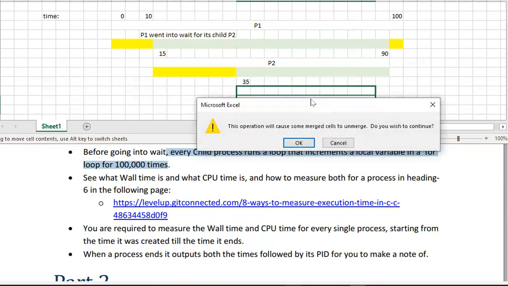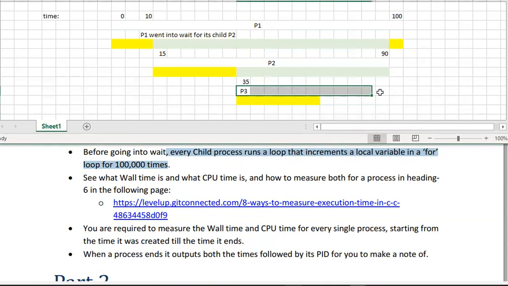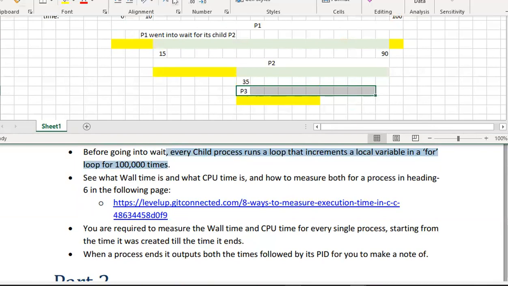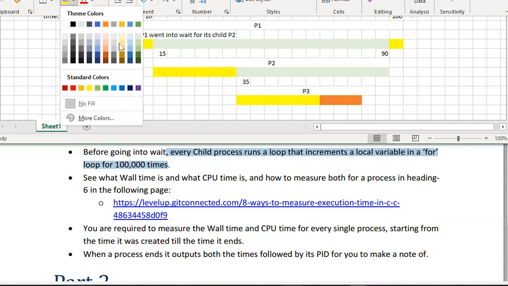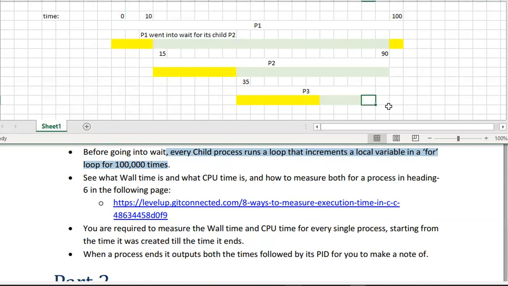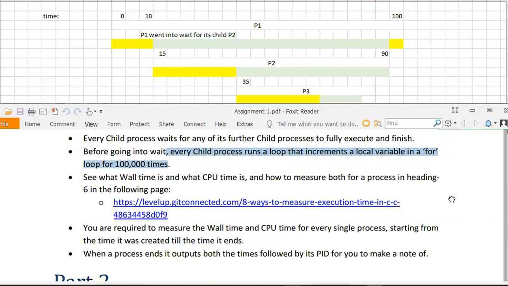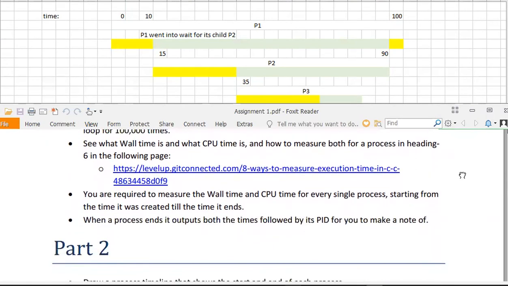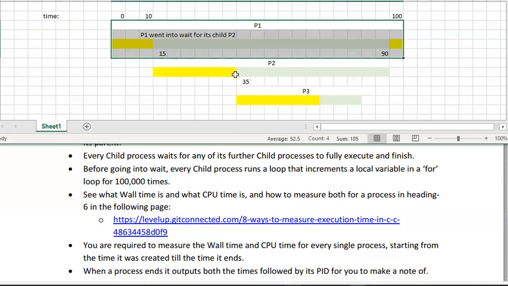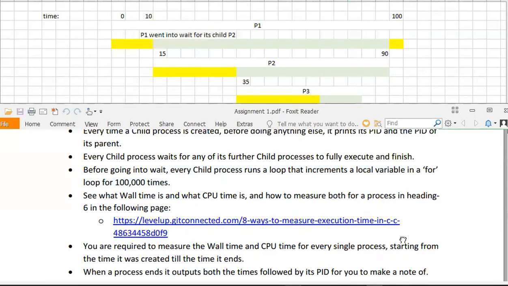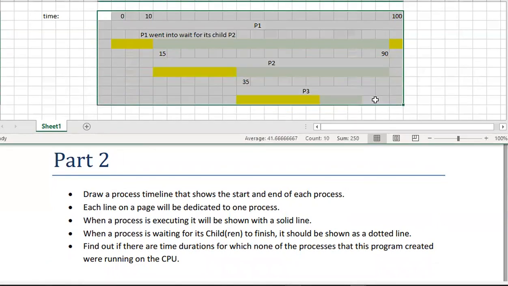So I hope this makes things more clear. And if you still don't understand, you can ask me questions and I will try to answer them, right? So this is how I expect to see the picture. The statement is not vague. The statement is very clear. It is mentioned in steps here in the assignment. The first part is that you have to write the code that reports the wall times and CPU times for all the processes. And the second part is that you have to draw a graph similar to this.